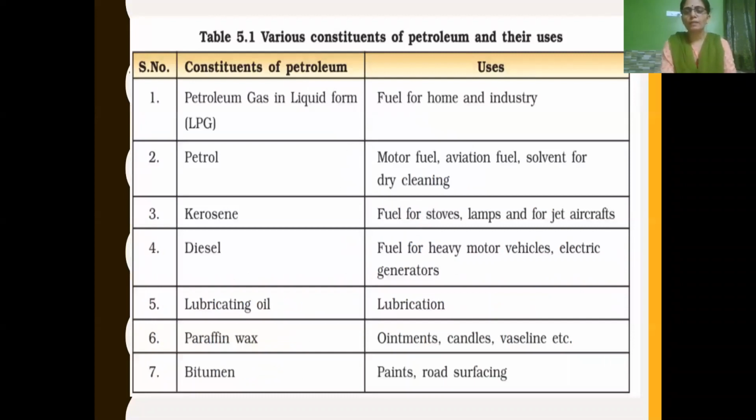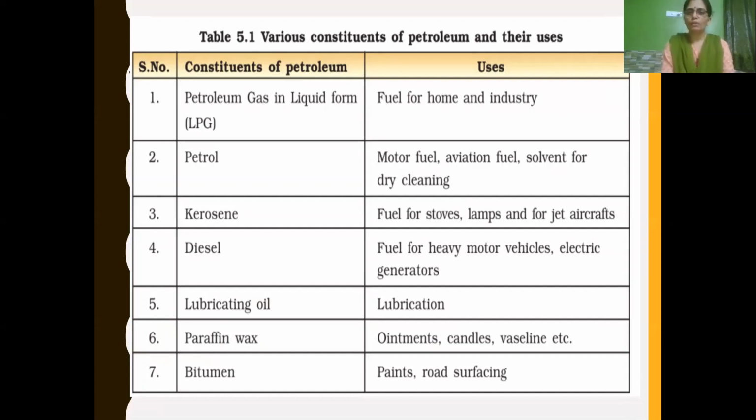Then we learnt about various constituents of petroleum and their uses. From petroleum, we get different products like petroleum gas, petrol, kerosene, diesel, lubricating oil, paraffin wax, and bitumen. Petroleum gas in liquid form is called LPG, liquefied petroleum gas, and it is used as a fuel for home and industry.